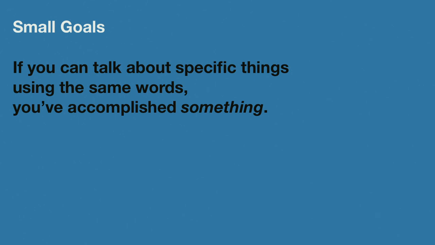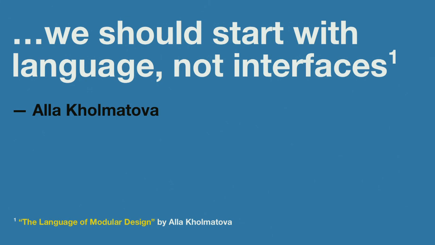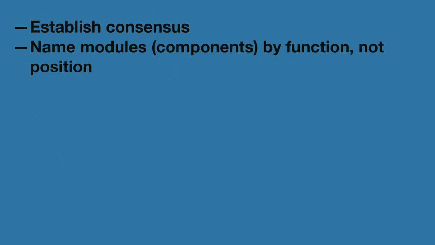And that dovetails with one of my recent favorite articles written by Alla Kolmatova. I hope I'm not mangling her name. But she wrote a piece in A List Apart called The Language of Modular Design. It's a really great read. One of the quotes that jumped out at me was, she says, we should start with language, not interfaces, as a way of getting this abstraction of the content that you're really focusing on.